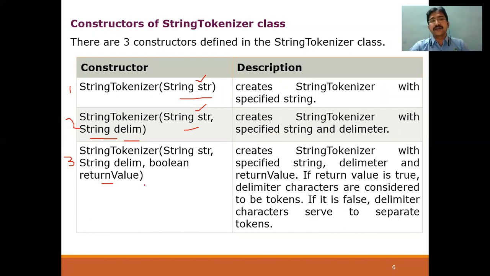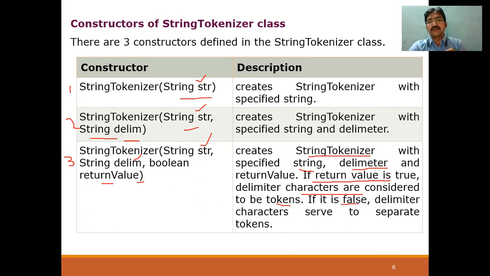The third constructor takes three parameters: the first is a string, the second is a delimiter, and the third is a boolean, the return delimiters value. What does it indicate? It creates a string tokenizer with the specified string, the delimiter, and the return value. If the return value is true, the delimiter characters are also considered as tokens. Whatever you mention in the delimiter will also be considered a token when you mention the third parameter as true.